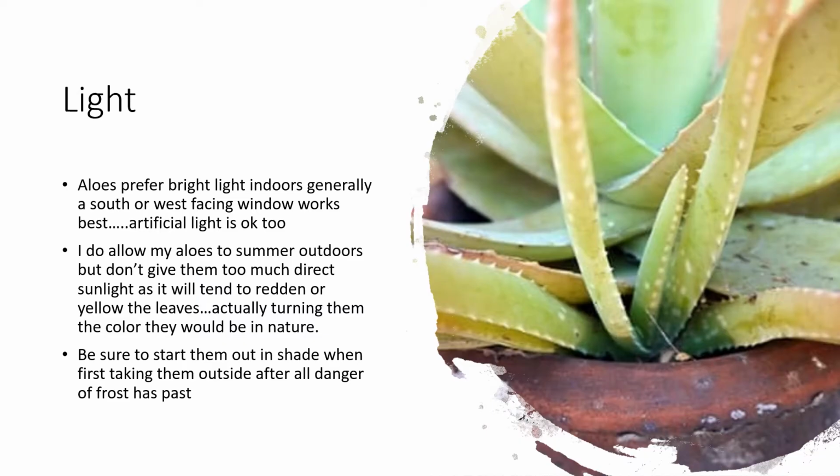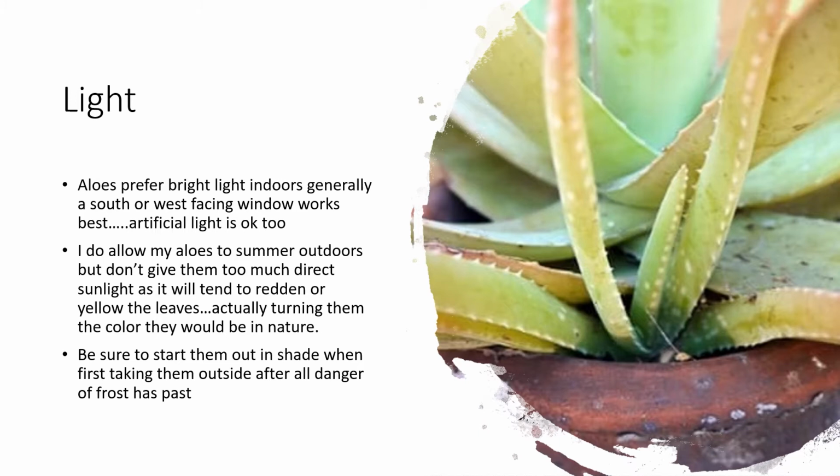As far as light goes, aloes do prefer bright light indoors generally, and south or west facing windows work best. Artificial light will work as well. I personally do like to take my aloes out in the summer, but don't give them too much direct sunlight, especially too soon. The leaves will redden or turn yellow, and that's not a problem. It's just the plant's response to light. If you don't like that, pull them back into the shade and they'll change back.